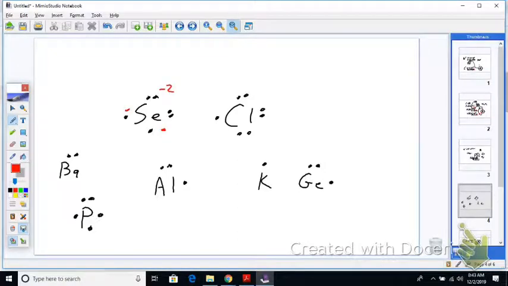Chlorine, gain or lose? Gain. How many? 1. Charge. -1. Barium, loses. What charge? Whatever it loses is what its charge is going to be. Aluminum. Gain or lose? Lose. +3. Then phosphorus, gain. Gain 3.